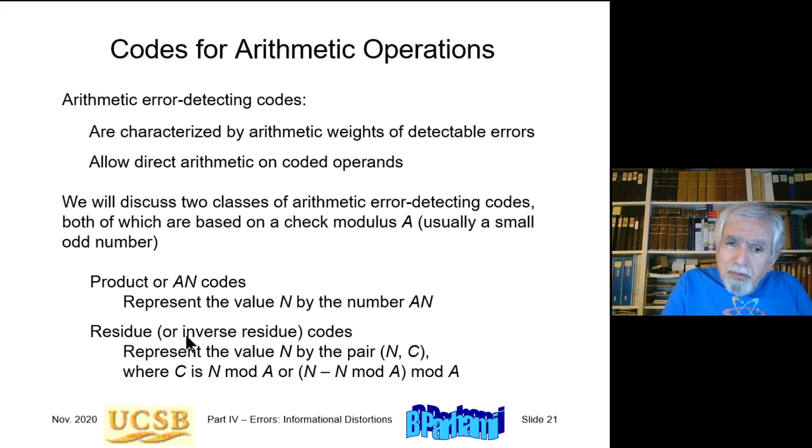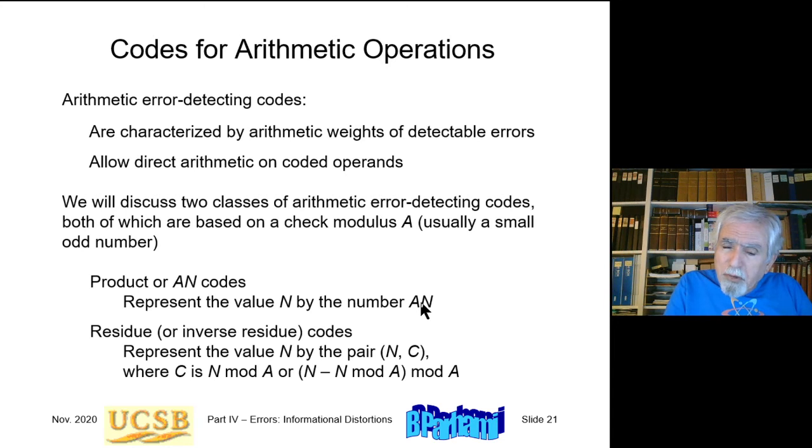And the residue code, or a variation of it, the inverse residue code. In this, if you are given a number n to encode, you attach to it a check part that is the residue, or remainder, of n when divided by some constant a. So a in both cases is a constant that is given to us as part of the code definition.